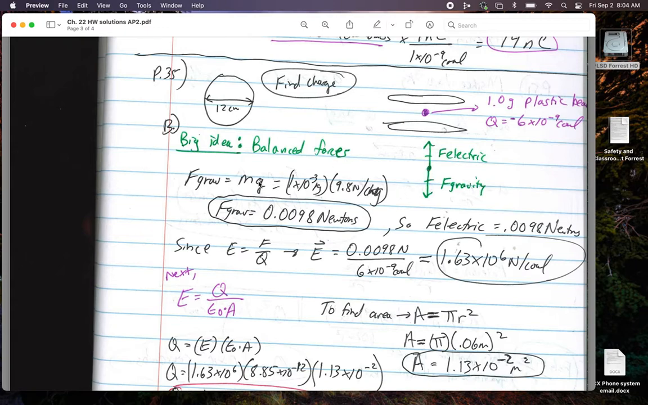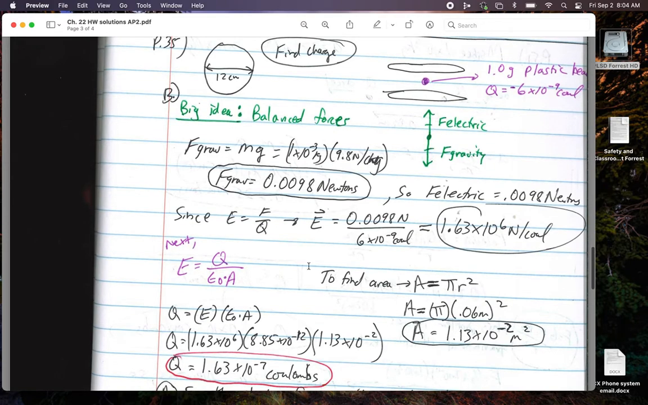And therefore now, if I can use the mass to find the gravitational force, so mg, 1 times 10 to the negative 3rd kilograms, because we want standard units, times 9.8 newtons per kilogram gives me 0.0098 newtons. So therefore the electric force up also has to be 0.0098 newtons. So if that's true, now I'm going to use my general formula for electric field to find electric field strength, 1.63 times 10 to the 6 newtons per coulomb, and I'm going to use that field strength to end up finding the charge on each plate.